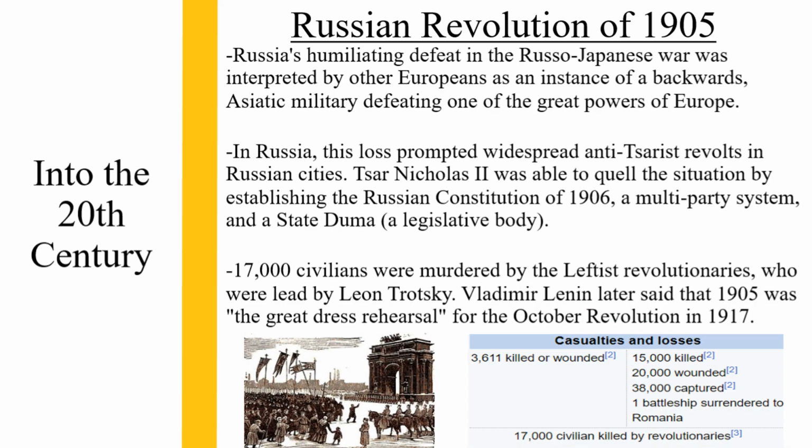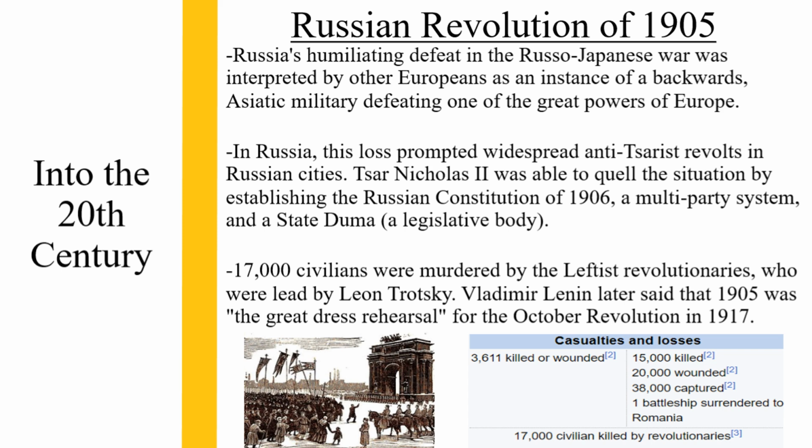The Russian Revolution of 1905. Russia's humiliating defeat in the Russo-Japanese War was interpreted by other Europeans as an instance of a backwards, Asiatic military defeating one of the great powers of Europe. In Russia, this loss prompted widespread anti-Tsarist revolts in Russian cities. Tsar Nicholas II was able to quell the situation by establishing the Russian Constitution of 1906, a multi-party system, and a State Duma, which is a legislative body. The State Duma was largely toothless, and regarding the Constitution, Russia was still a monarchy, but Nicholas is making concessions here because the situation was that dire.